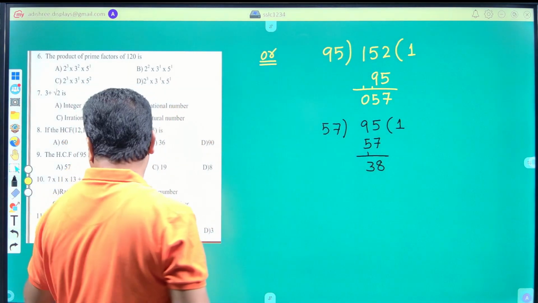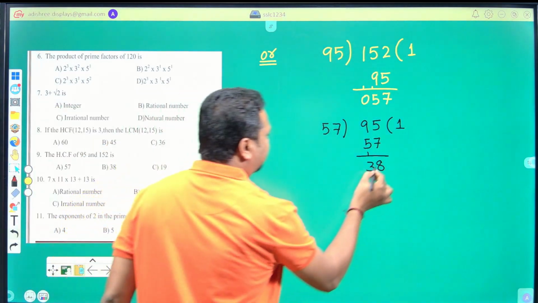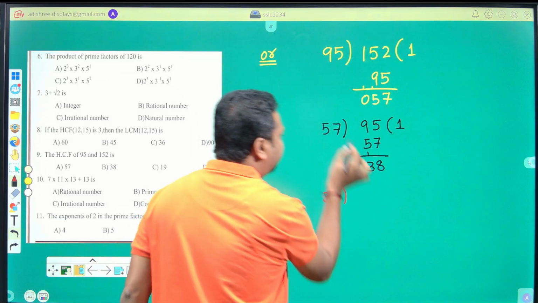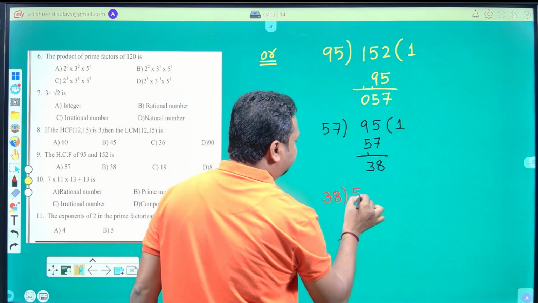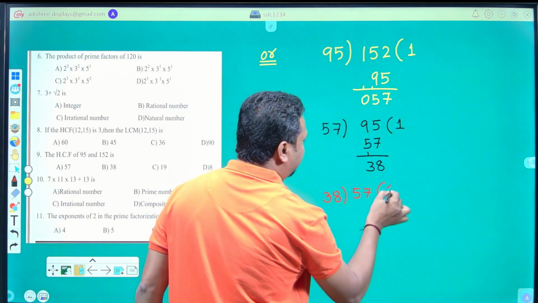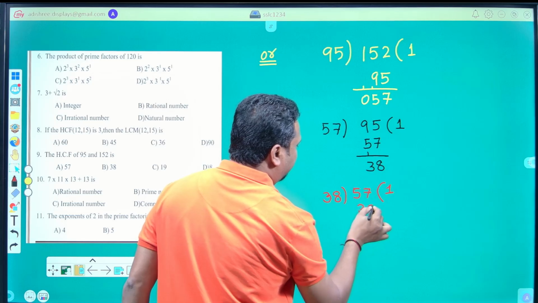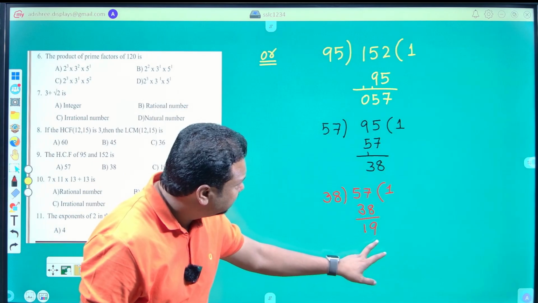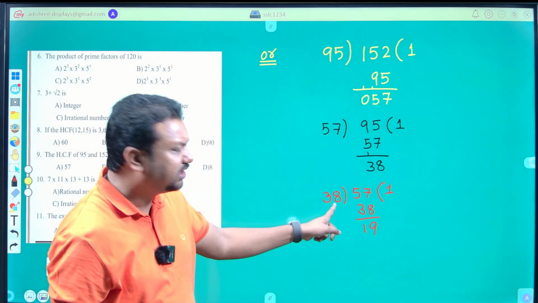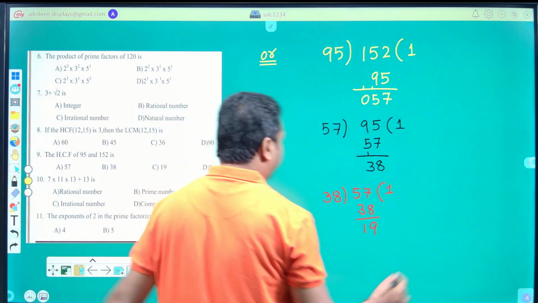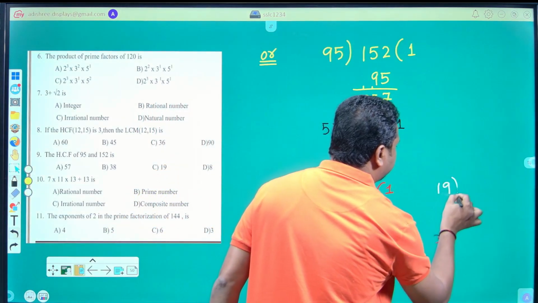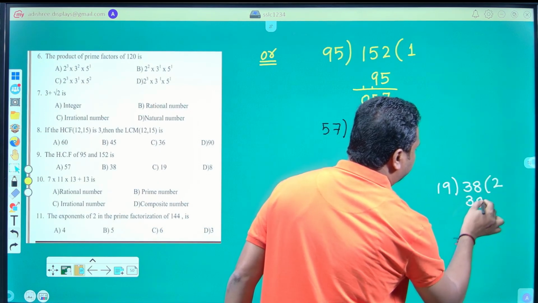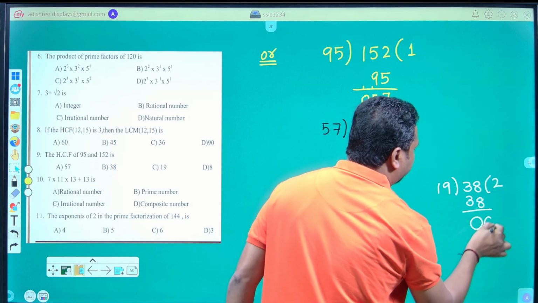Now again you are going to divide by this remainder. You consider the remainder 38, and this remainder will divide the second divisor, that is 57. So 38 ones are 38, and the difference is 19. Now the third remainder will divide the third divisor. Therefore 19 divides 38, and 19 into 2 is 38. So here we are getting 0 remainder.